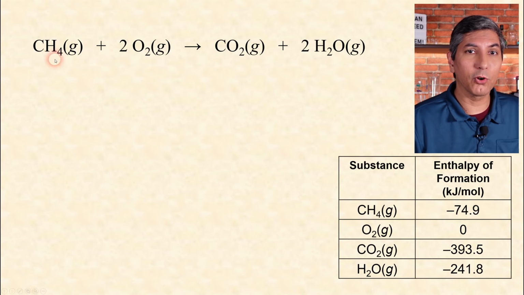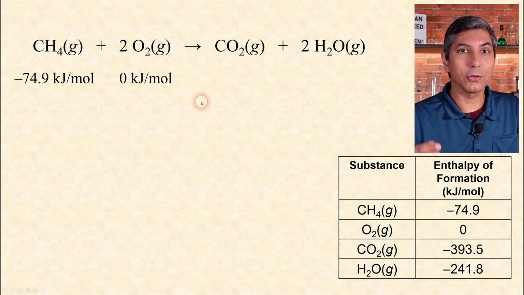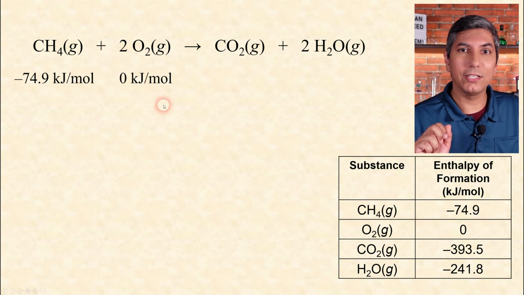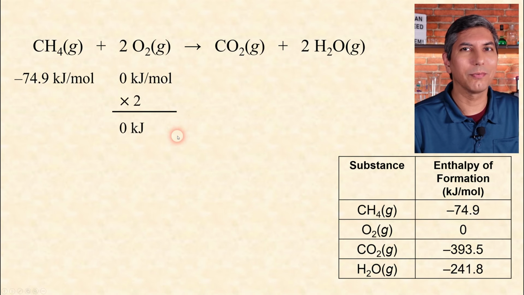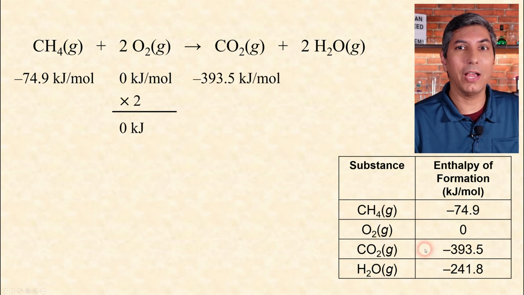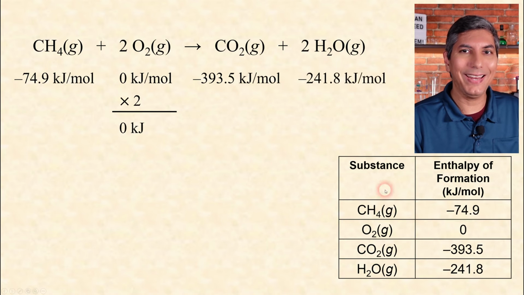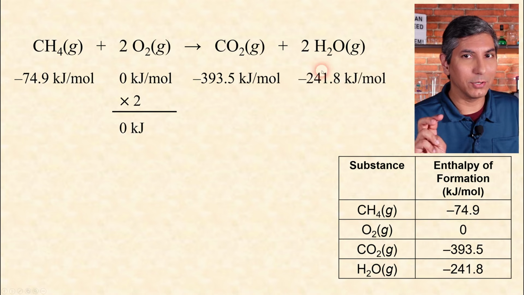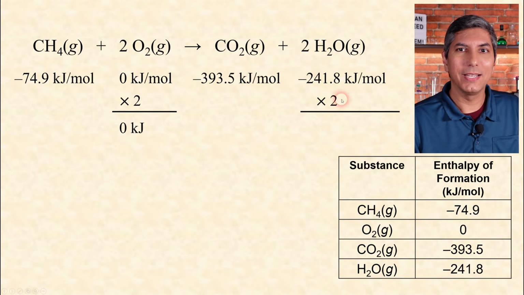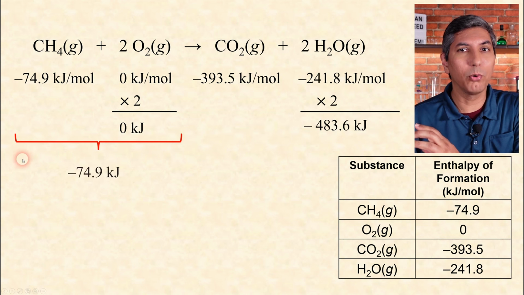CH4 has an enthalpy of formation of negative 74.9 kilojoules per mole. The value for oxygen gas is 0. Now, since there are 2 moles of that, we should multiply it by 2, which of course is still 0 kilojoules. The enthalpy of formation of carbon dioxide is negative 393.5 kilojoules per mole. And the value for water vapor is negative 241.8 kilojoules per mole. Since there are 2 moles, we multiply by 2 to get negative 483.6 kilojoules. The sum of the reactants is negative 74.9 kilojoules.